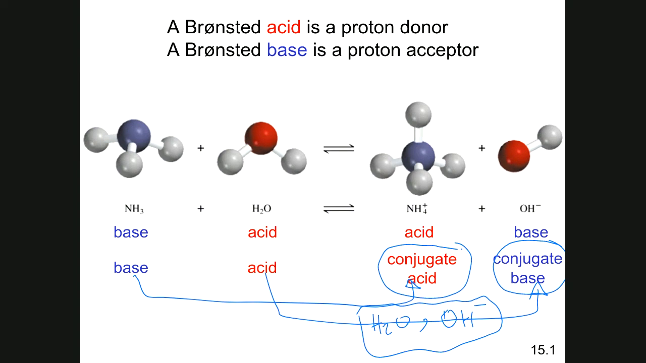And then you have the base. After accepting a proton, it will change to its conjugate acid. In this chapter, you're also going to learn more about the acid and conjugate base. The stronger the acid is, the weaker the conjugate base. The weaker the acid is, the stronger the conjugate base.